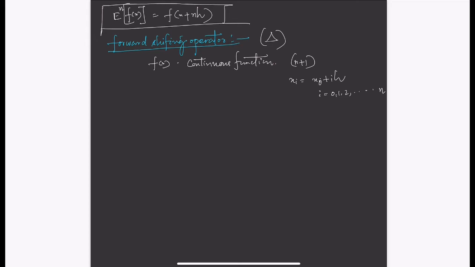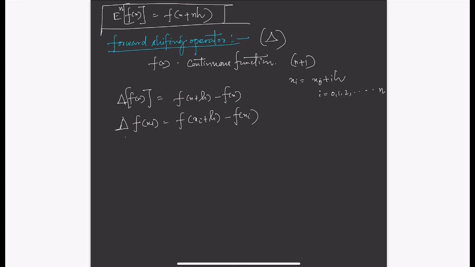So what is a forward difference? Forward difference of f of x is nothing but f of x plus h minus f of x. This is the forward difference. Okay. Likewise, suppose this is f of xi, then f of xi plus h minus f of xi.